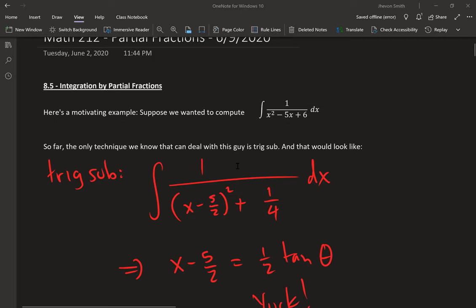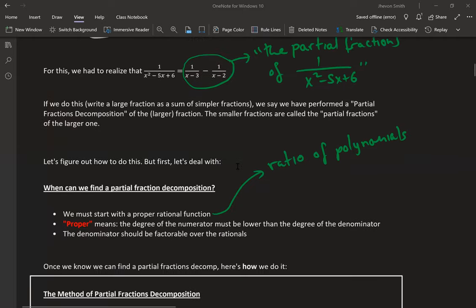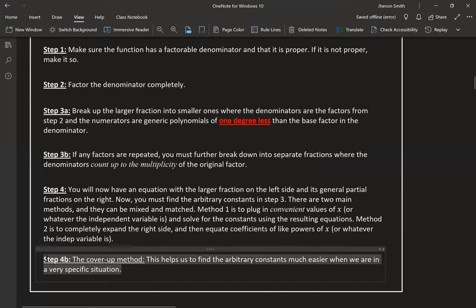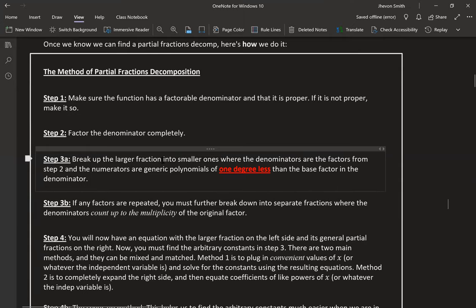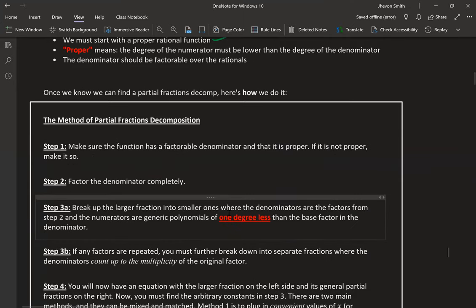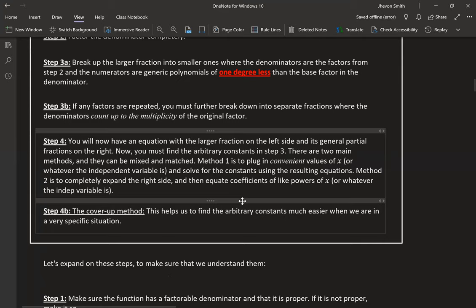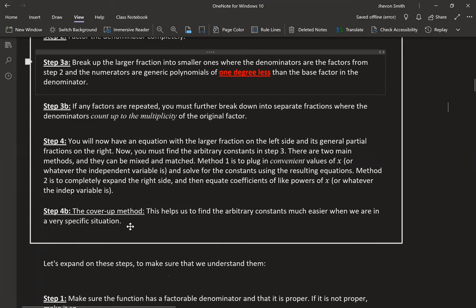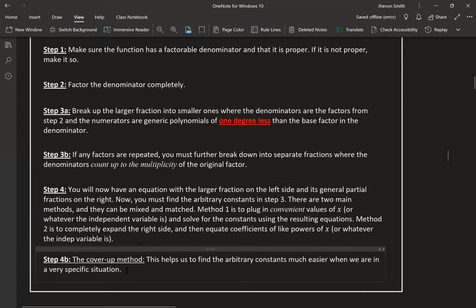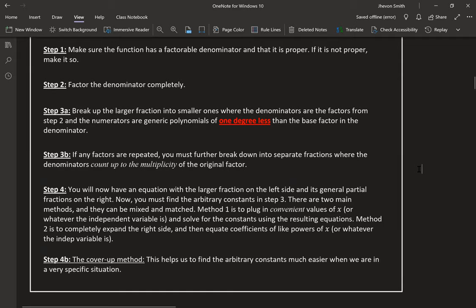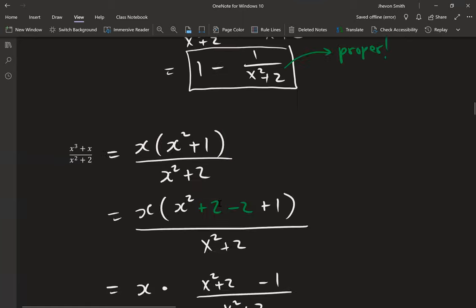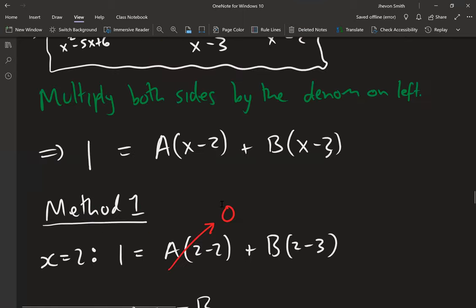But before that, I'm going to talk about the cover-up method. Partial fractions is a very important method, and I will recap that today because we kind of rushed through a few steps of it yesterday, so some people might have missed some important information. I will quickly recap all of these before we get through examples, but I didn't get to talk about 4B at all, so I wanted to start by talking about that. Then I'm going to recap the partial fractions method, then we're going to do a bunch of examples, and then we're going to get out of here.